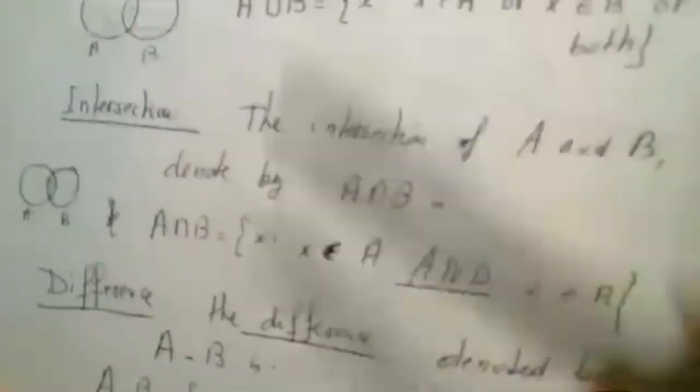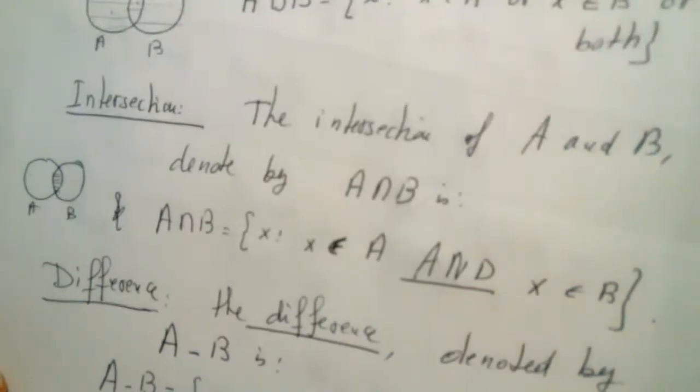Right. So we define three operations: union, intersection, and difference. There is one more operation that we define on sets, and that's called the complement.